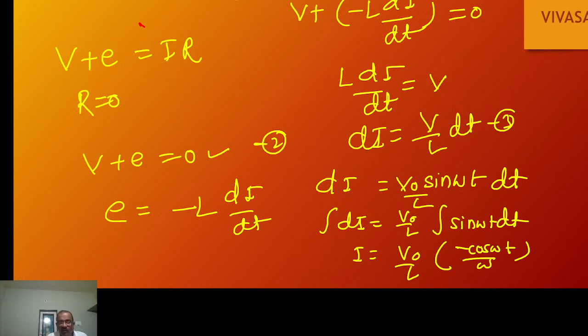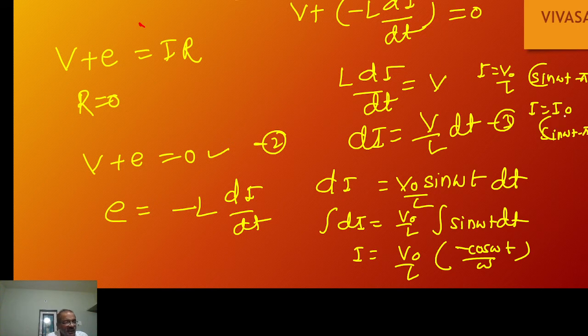Now further we want to simplify this. In this corner we can write I is equal to V naught upon L, and this minus cos omega t we can write as sin omega t minus 90. Now this becomes I is equal to I naught sin omega t minus pi by 2.